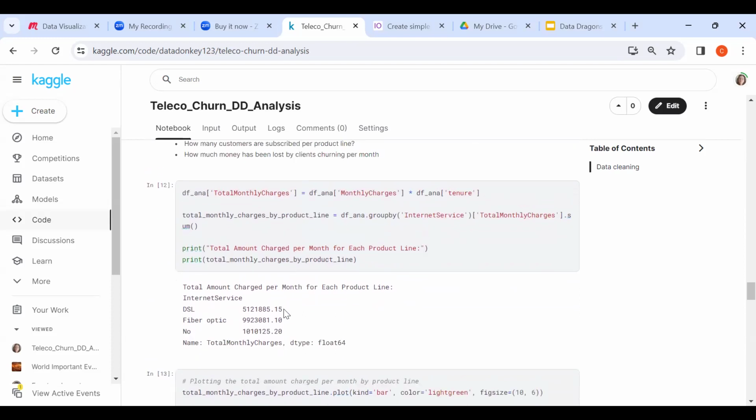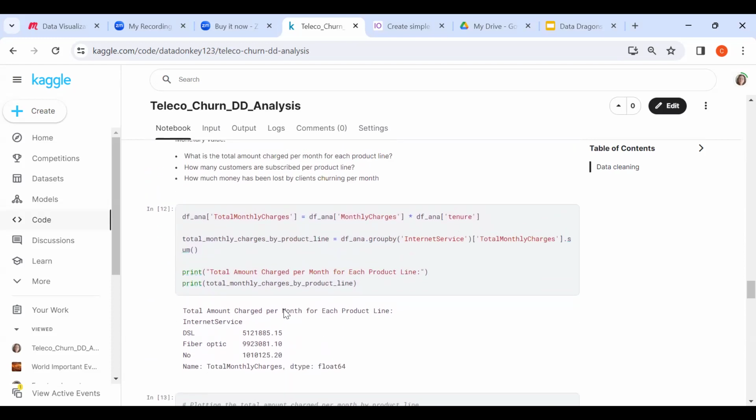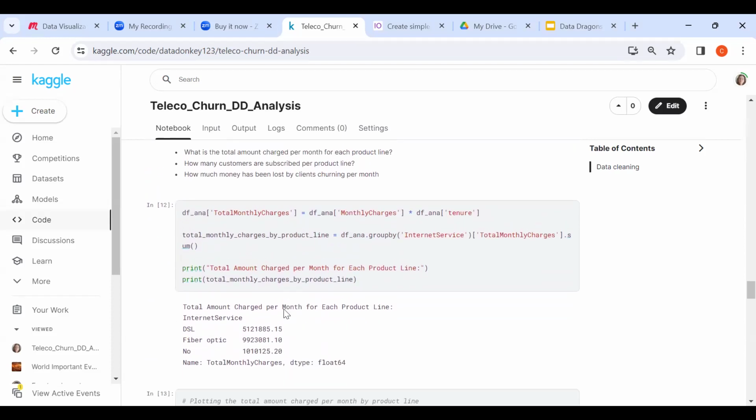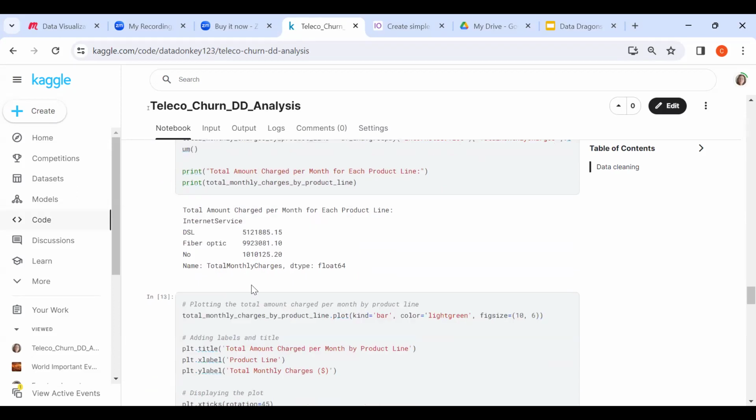Cool. So then I just asked a bunch of questions underneath that. I looked at monetary value. What is the total amount charged per month for each product line? How many customers are subscribed per product line? And how much money has been lost by clients churning per month? So for the total amount charged per month for each product line, the ones I was really looking at were DSL, fiber optic, and neither.